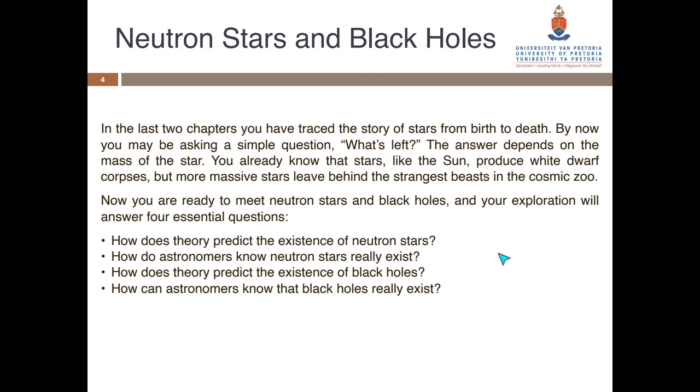So, for this lecture, we will look at how theory predicts the existence of neutron stars, how astronomers actually discovered neutron stars, and how theory predicts the existence of black holes. And how do astronomers know that black holes actually exist?